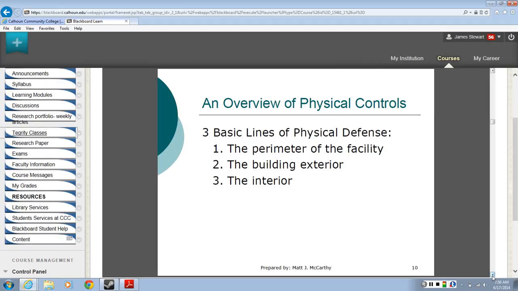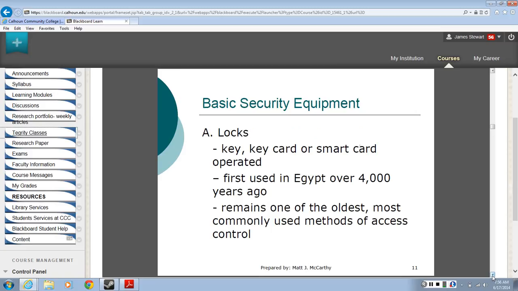So I think it's important that you just keep these things in mind about these three basic lines of defense. You have a perimeter, a building exterior, and a building interior. And the rest of this chapter really looks at a lot of the equipment that we use to secure a facility, such as locks. Yes, locks are not new. They've been around for years. A lock keeps an honest person honest, because look at it this way: if man made it, man can defeat it.